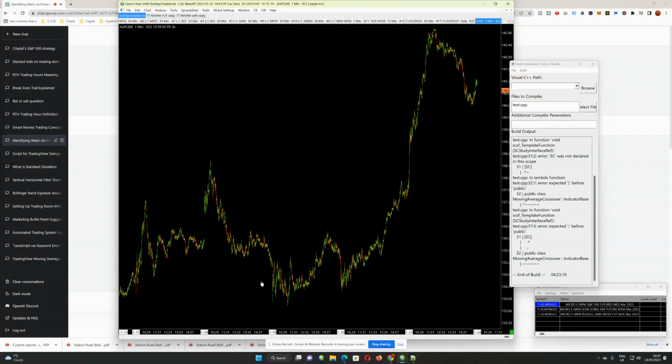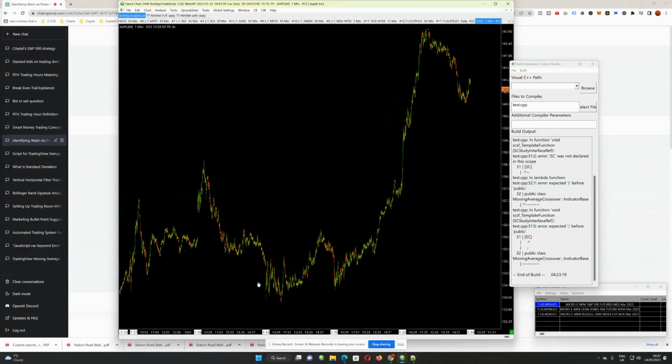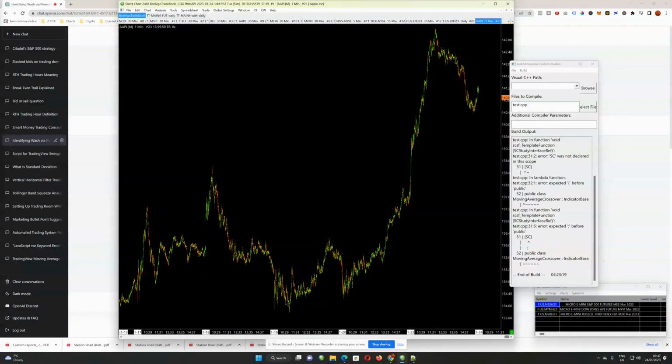Okie dokie. What time frame are we on here? Right, we're on a 1 minute. So just a fast shoot down and then going back up. That is effectively classed there as a wash, down and then back up.